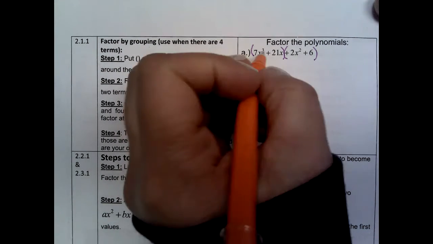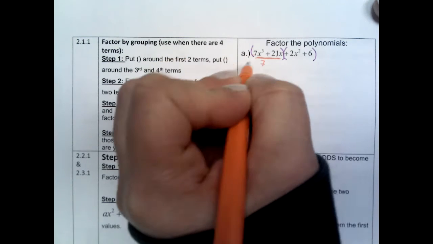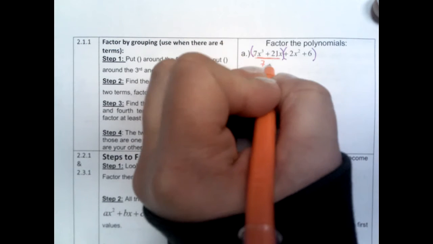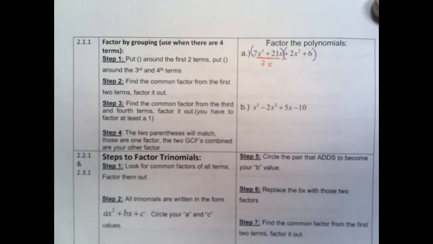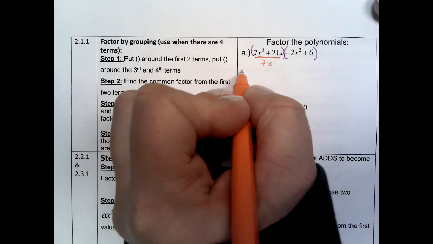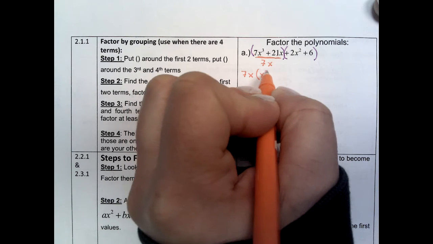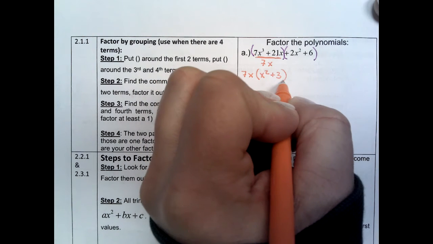So now I'm just going to look at this first one. Okay, so 7 and 21 have a 7 in common. This is x to the third, and this is an x. So they have an x in common. Okay. So I'm going to factor that out, and I'm left with 7x times x squared plus 3.